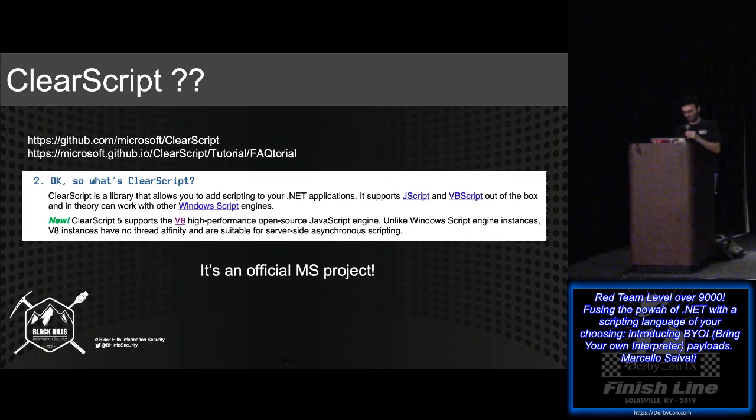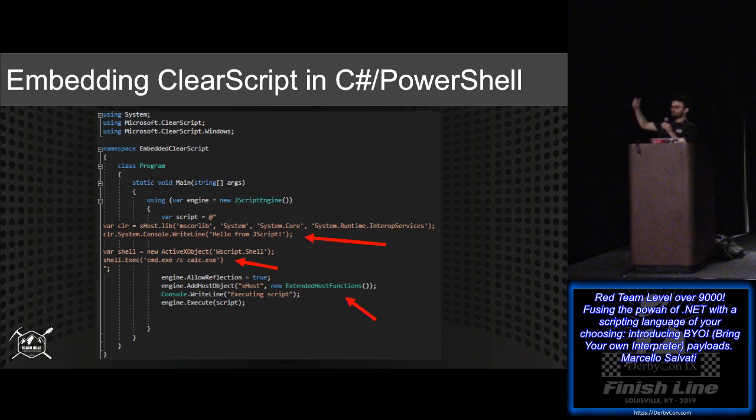But what's really interesting, since you can use JScript, is that you can use all of those fun functions that JScript gives you, like ActiveX object, like get object, all of those things that allow you to download SCT files from the internet. And all the SubTee's work, if you're familiar with it, like the SCT files and basically anything that JScript supports, you can use within ClearScript. So this is an example of embedding ClearScript within C# and PowerShell, and we're calling the ActiveX object wscript.shell, and we're just executing calc, right?